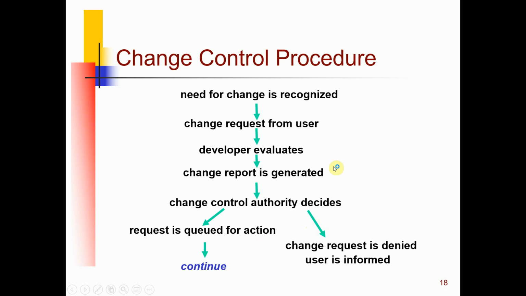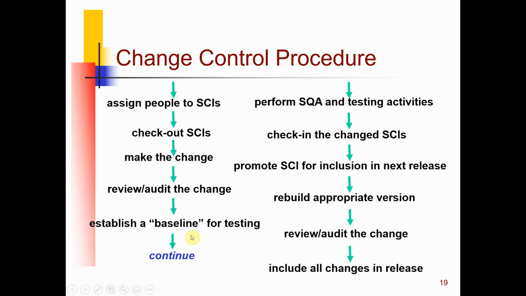So here I use a chart to describe the change process. It starts with the need for change being recognized, then a change request, and then we evaluate the change and a change report is generated, and the CCA decides. There are two decisions. One, the change request is denied, so the user is informed. Or in most cases, the request is approved, and the request is prioritized and put in a queue.